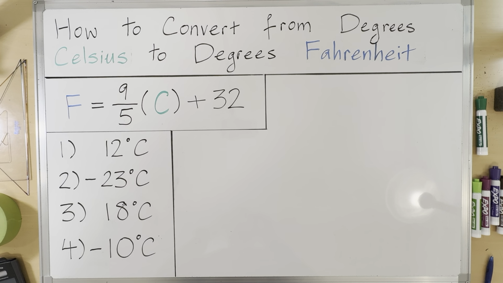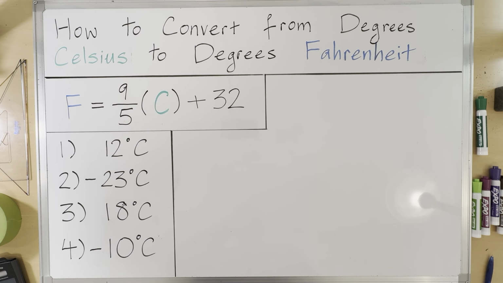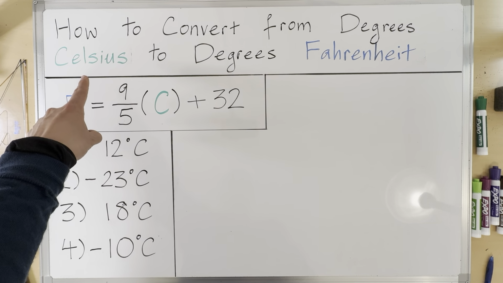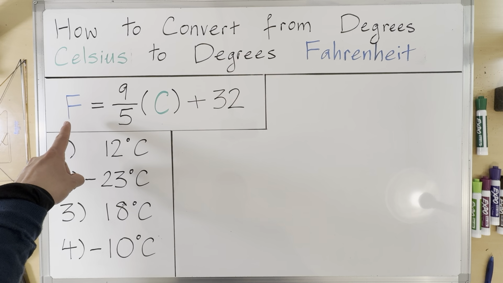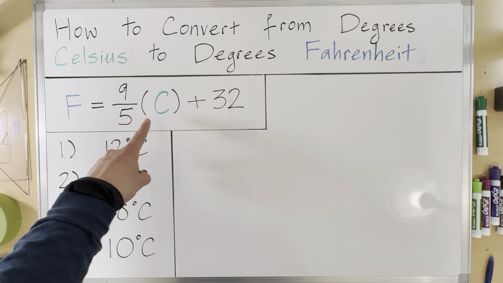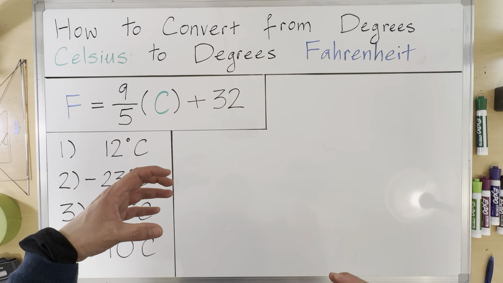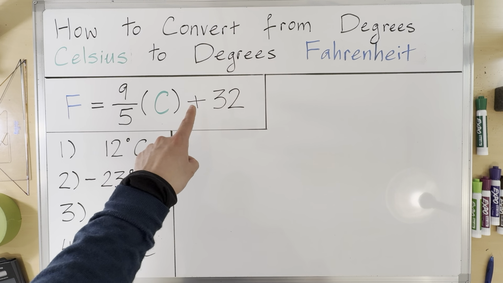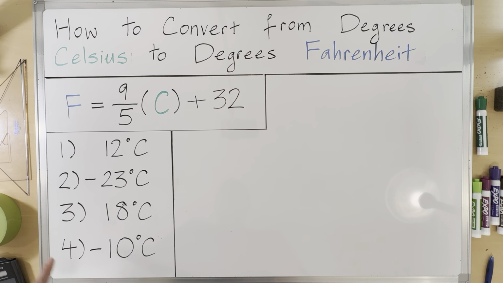Today, we will be discussing how to convert from degrees Celsius to degrees Fahrenheit. Now, in order to convert a certain temperature reading from degrees Celsius to degrees Fahrenheit, we will use the following formula. Degrees Fahrenheit is equal to 9/5 times whatever degrees Celsius the temperature that is expressed in terms of degrees Celsius is, and then plus 32. Now let us do these 4 practice questions.